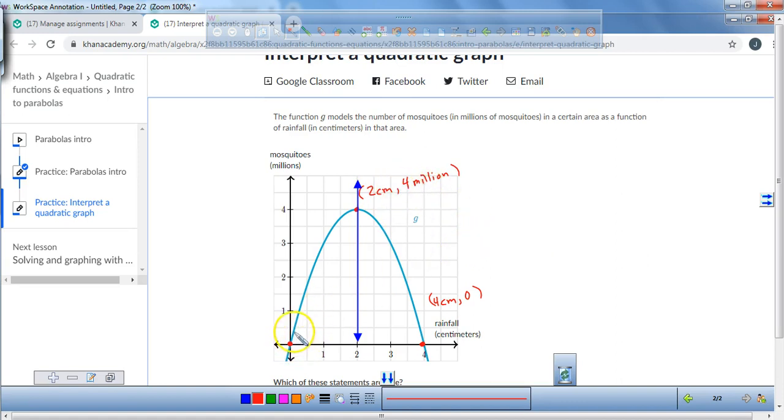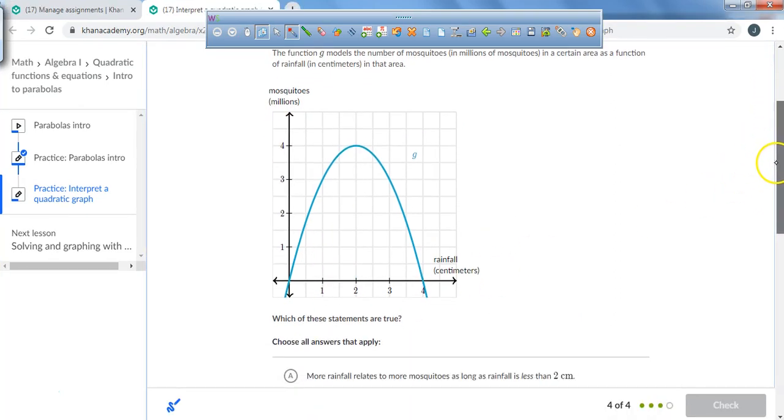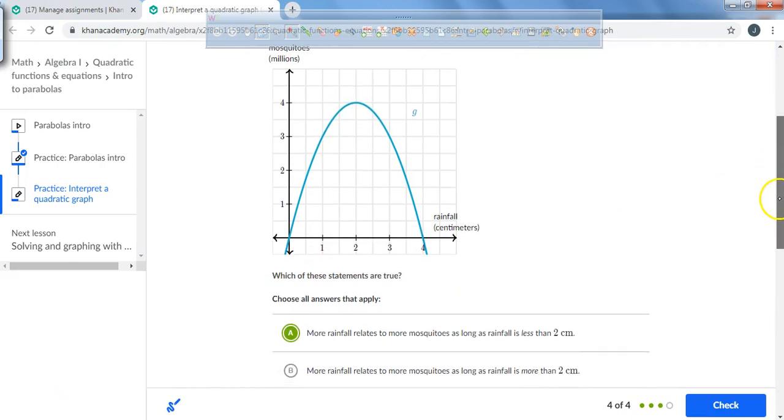So it looks like the mosquito population is increasing for anything less than 2, and it's decreasing for anything more than 2. So let's take a look at the answer choices. Which of the statements are true? More rainfall relates to more mosquitoes as long as the rainfall is less than 2 centimeters. I would say that's true. As the rain continues to increase, there are more mosquitoes as long as the rainfall is less than 2. So I'm going to say, yeah, that's a good true statement.